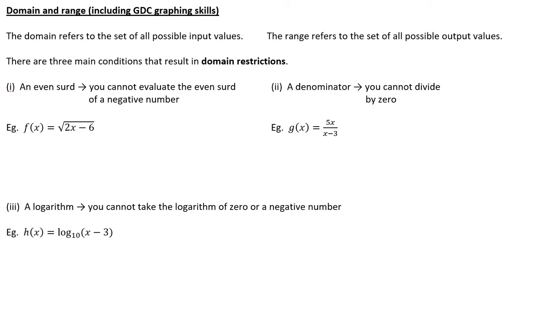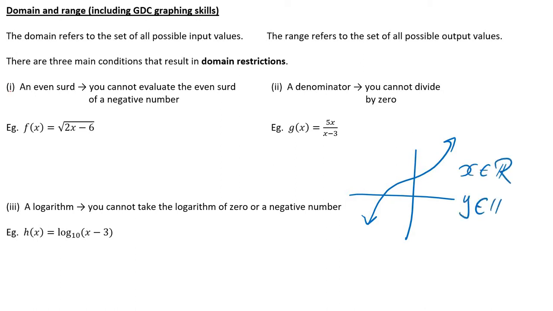Two very important ideas within the subtopic of functions are domain and range. The domain refers to the set of all possible input values, while the range refers to the set of all possible output values. For a lot of functions, for example, this one, both the domain and range will be the real numbers. Okay?